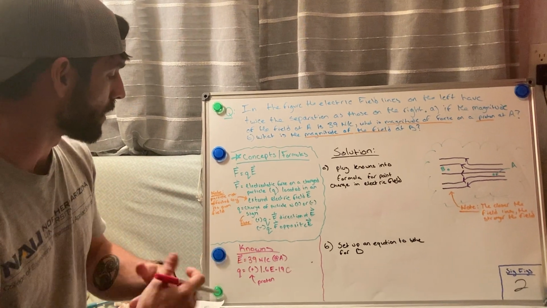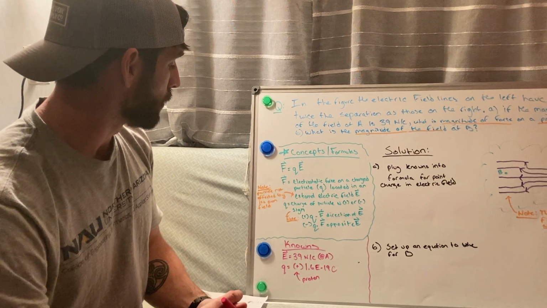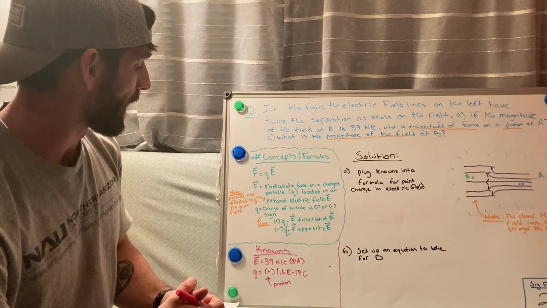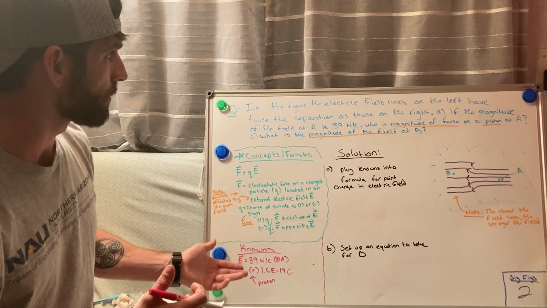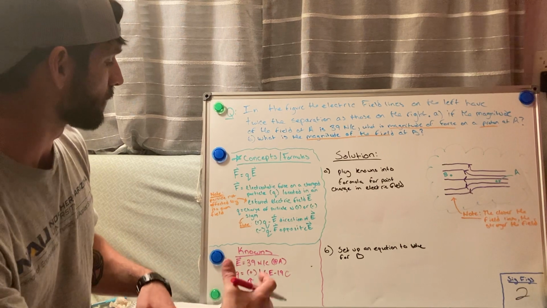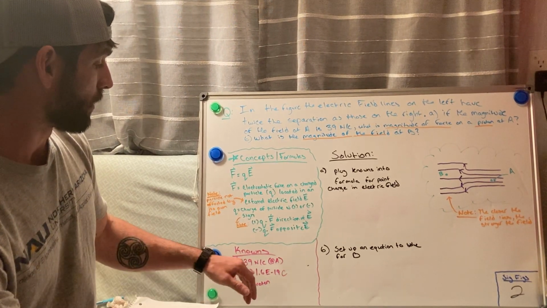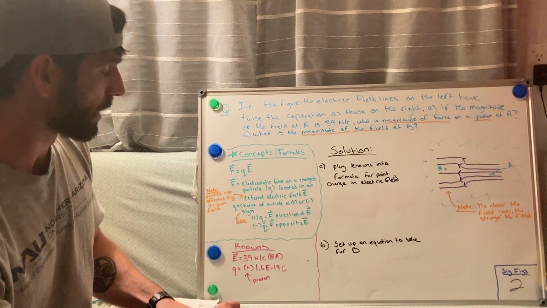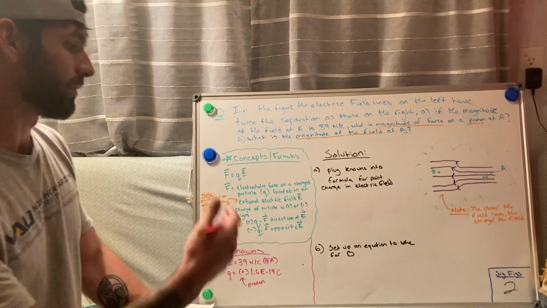I start by listing my knowns. Given in the problem, the magnitude of the electric field is 39 newtons per coulomb at A. The charge Q is not given to us specifically, but it says that it's a proton, and we know from the last chapter that the elementary charge is 1.6 times 10 to the negative 19th coulombs, and it's positive because it's a proton. So let's go right into part A.